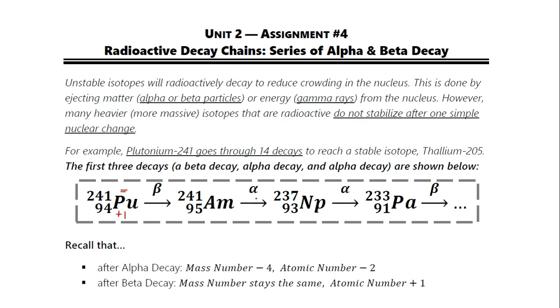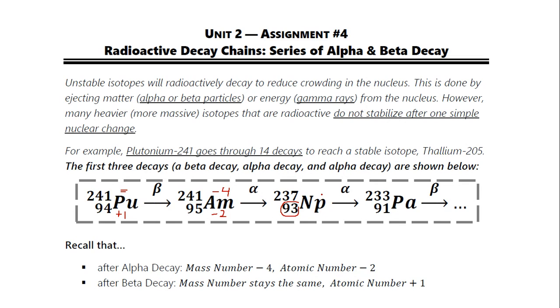So, for instance, we go to alpha decay next. If this is going through alpha decay, its mass number is going to drop by 4, and its atomic number is going to drop by 2. So what we're left with is 241 minus 4, that's 237, and 95 minus 2, which is 93. If we look up 93 on the periodic table, atomic number 93 is neptunium. So we have our next isotope figured out too.